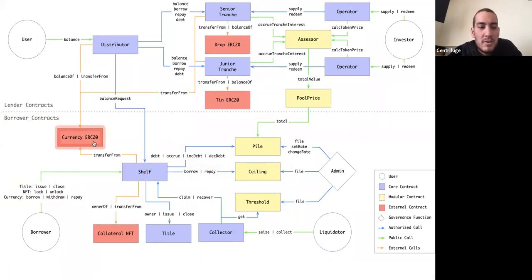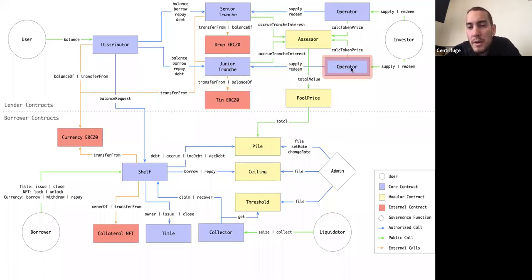So now, where does this money that we give to these borrowers actually come from? This comes from the lender side, the part up here. On the lender side, we have this distributor that manages investments coming in from the senior tranche and the junior tranche, which both have these ERC20 tokens that represent the ownership that investors can own, sell and transfer. And it has a way that these ERC20 tokens are being sold for currency.